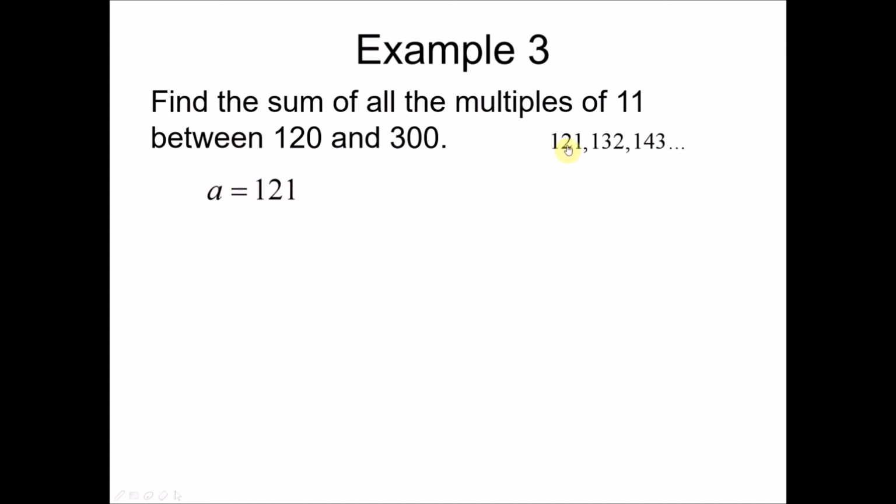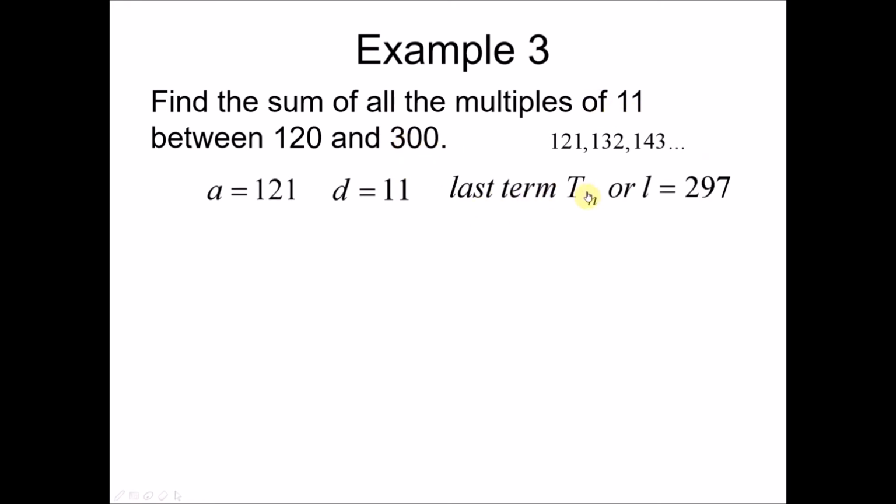So if you want to use the formula, we need to find the values of a, which is the first term, starting here, and d, of course, since these are multiples of 11, 132 minus 121 will be 11. Common difference 11. But then, what is the value of n? We want to find the value of n, but we don't know how many terms there are, right? Unless we list all the numbers 143, 154, and so on until the last number closest to 300, which is a multiple of 11.